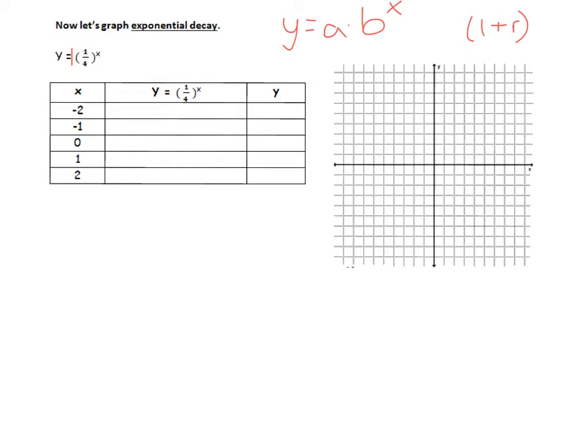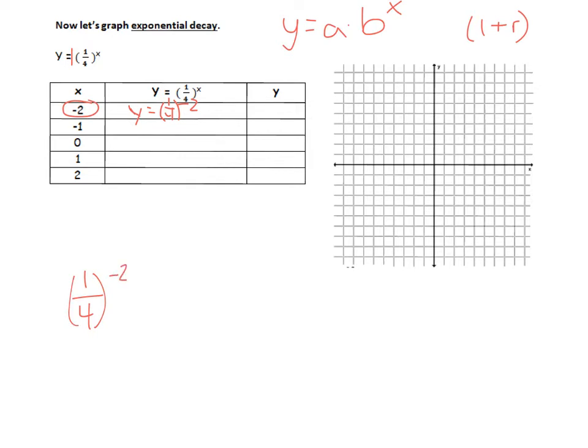Now we're going to do the same steps as we did in growth. So first thing I'm going to do is take y equals 1/4 and raise that to the x power. In this case, x is -2, so I'm going to raise it to the -2 power. Now when we do that, remember we're dealing with negative exponents again. So let's take this 1/4 and say it's all being raised to the -2.